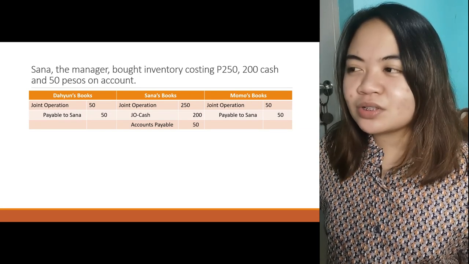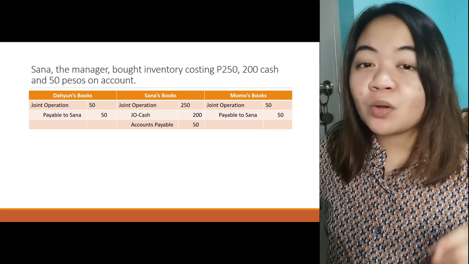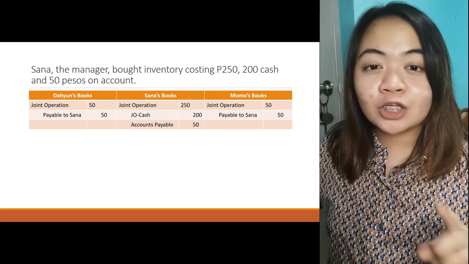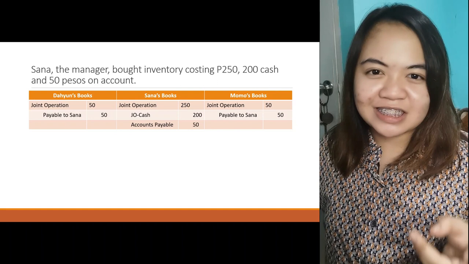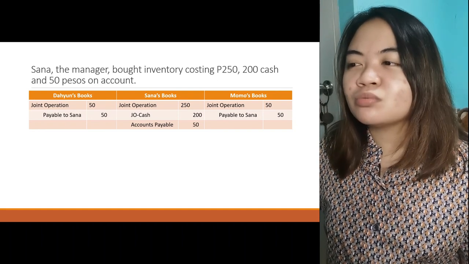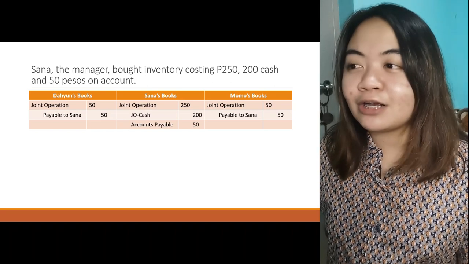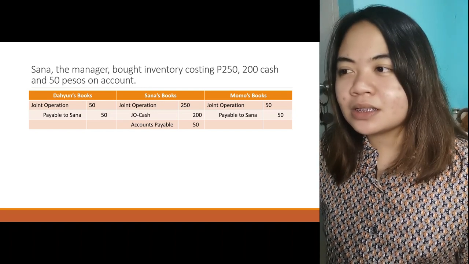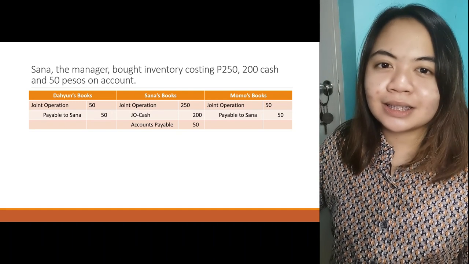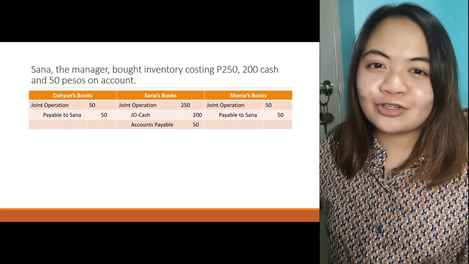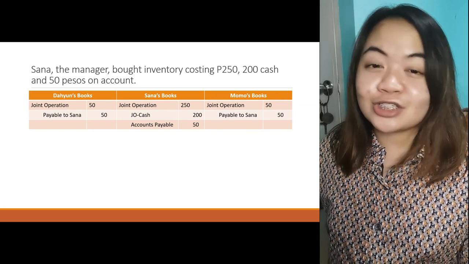Okay? Sa Sana's books, so we have joint operation, the buong amount, okay, 250. Then, credit ka ng JO cash, kasi ang pinambayad mo is yung cash na kinontribute ni Momo. Tanggalin mo na siya, JO cash, 200. At meron kang accounts payable na 50. Okay, so yun. Then, we have Momo's books, joint operation, 50. And then, credit payable to Sana, 50. Si Sana yung nagka-utang. Okay, so nire-record lang nila na, okay, may utang kami kay Sana. Okay, na 50-50. Eh, ma'am, di 100 ang papasok sa kanya? Hindi, mamaya titingnan natin ang net receipt nilang lahat, kung magkano yung ibabayad or didistribute ni Sana sa kanila as the manager.